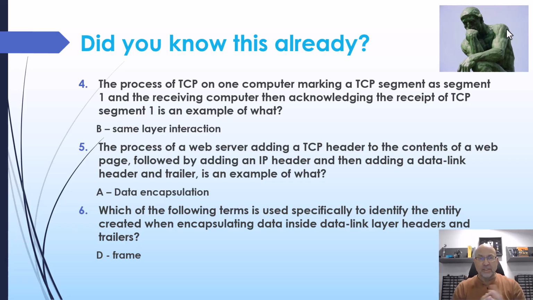Question number 4, the process of TCP on one computer, marking a TCP segment as segment 1, and the receiving computer then acknowledging the receipt of TCP segment 1 is an example of what? Well, that was B, same layer interaction, right? TCP to TCP.